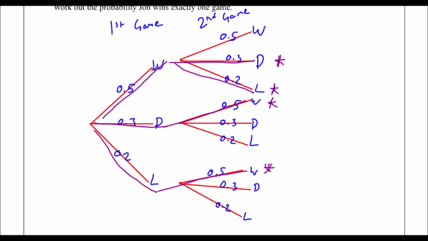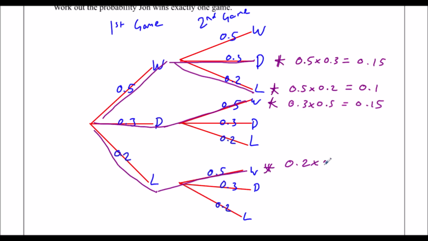So the probability he wins then draws is 0.5 times 0.3. And that is 0.15. The probability he wins and then loses is 0.5 times 0.2, and that's 0.1. The probability he draws then wins, 0.3 times 0.5. We've already worked that out. That's 0.15. And 0.2 times 0.5 for lose then win. Again, we've already worked that out.